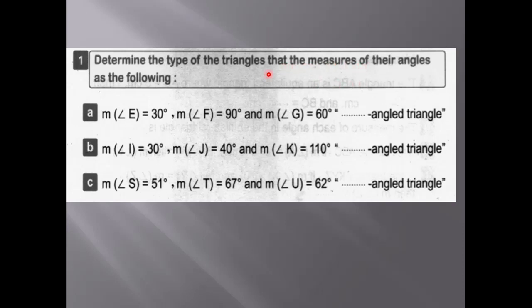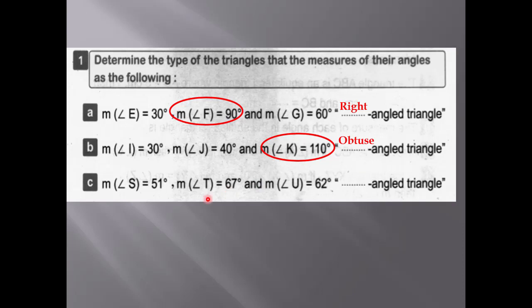Determine the type of triangle according to the measure of their angles. The first one, we have 30, 90, 60. We said before the greatest angle determines the type of the triangle. The greatest angle is 90. 90 is a right angle, so this triangle is right angle triangle. The second one, 30, 40 and 110. What is the greatest angle? 110. It's an obtuse angle, so this triangle is obtuse angle triangle.